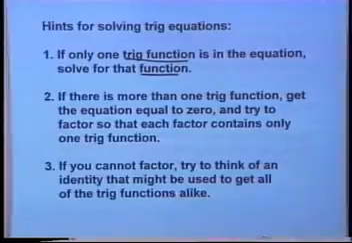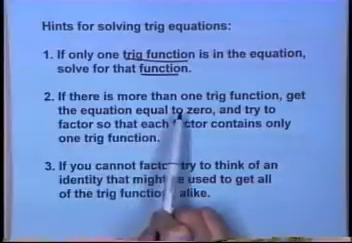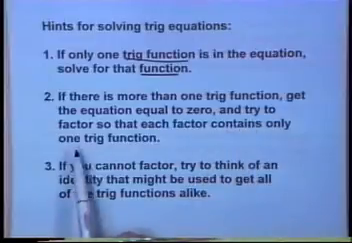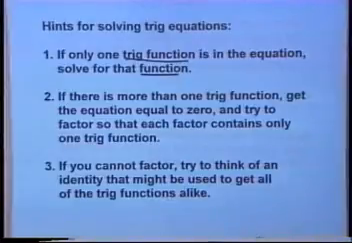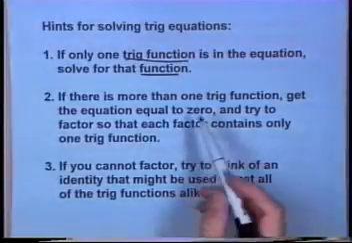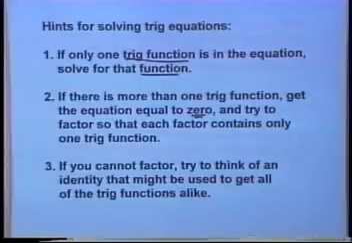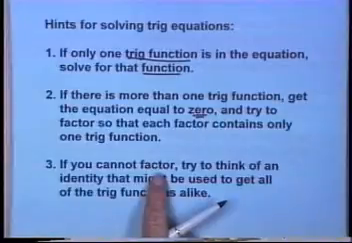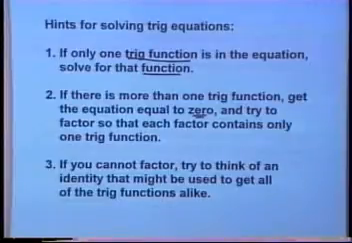Now, if there's more than one trig function, get the equation equal to 0 and try to factor so that each factor contains only one trig function. What we're using here is that zero product idea. If you have two factors and their product is equal to 0, then you can set each factor equal to 0. So if we can separate those trig functions by factoring, we're going to want to do that, but we have to get a 0 in order to use that. If you cannot factor, try to think of an identity that might be used to get all of the trig functions alike.